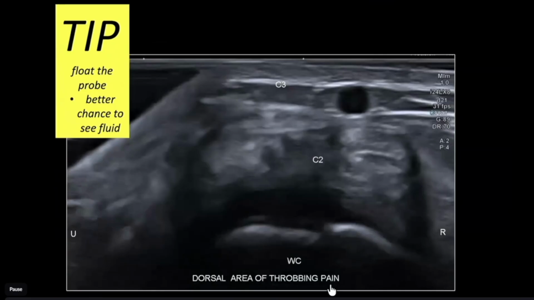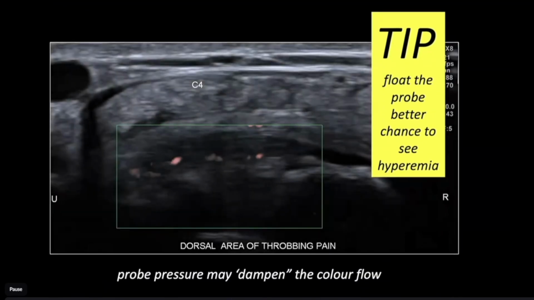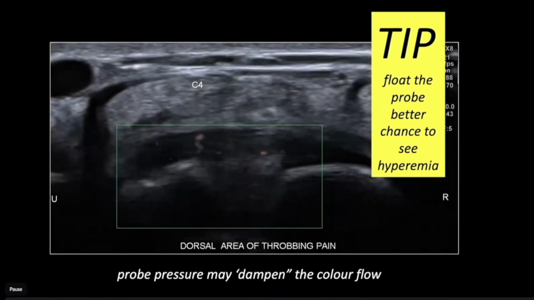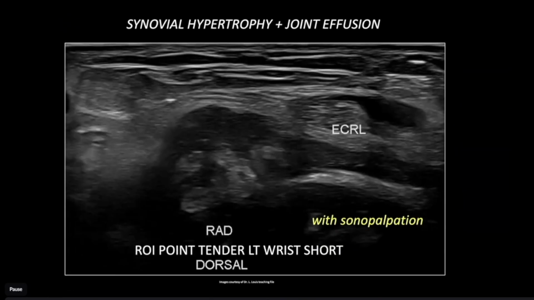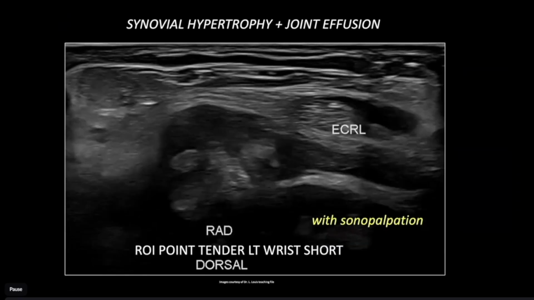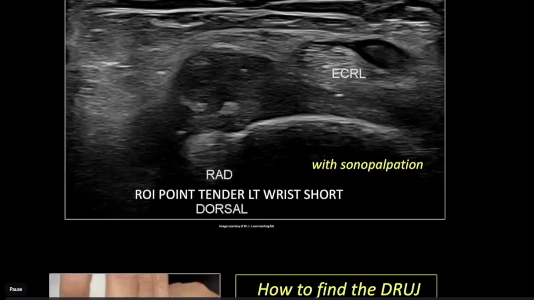When we're scanning, we tend to press hard because we get better images. So in this case, just back off, put a lot of gel, and look carefully just at the joint. This patient had a history of aching or throbbing pain at his dorsal wrist. Also, if you're assessing for hyperemia, float the probe. It's really easy not to see that vascularity. This is just an example, synovial hypertrophy and fluid in the joint with some sonopalpation. You can see the movement.